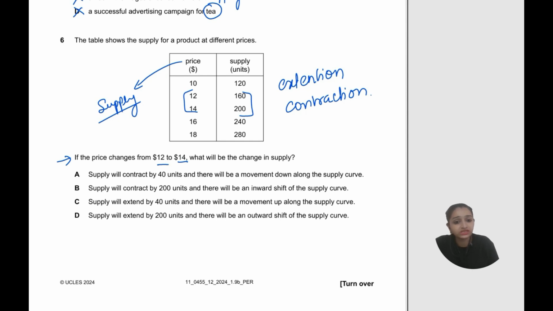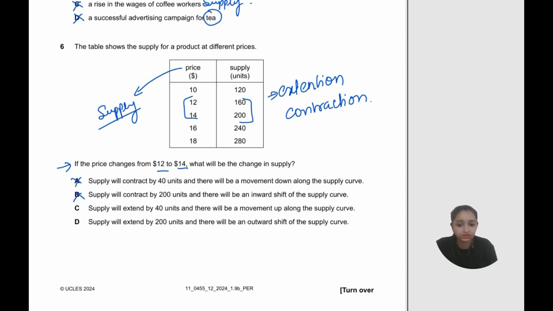Now here, since the price is affecting supply, there is definitely going to be extension or contraction. Since the price is increasing, the suppliers will be more than willing to supply more. So there cannot be a contraction. There's always going to be an extension. So A and B are not the answers.